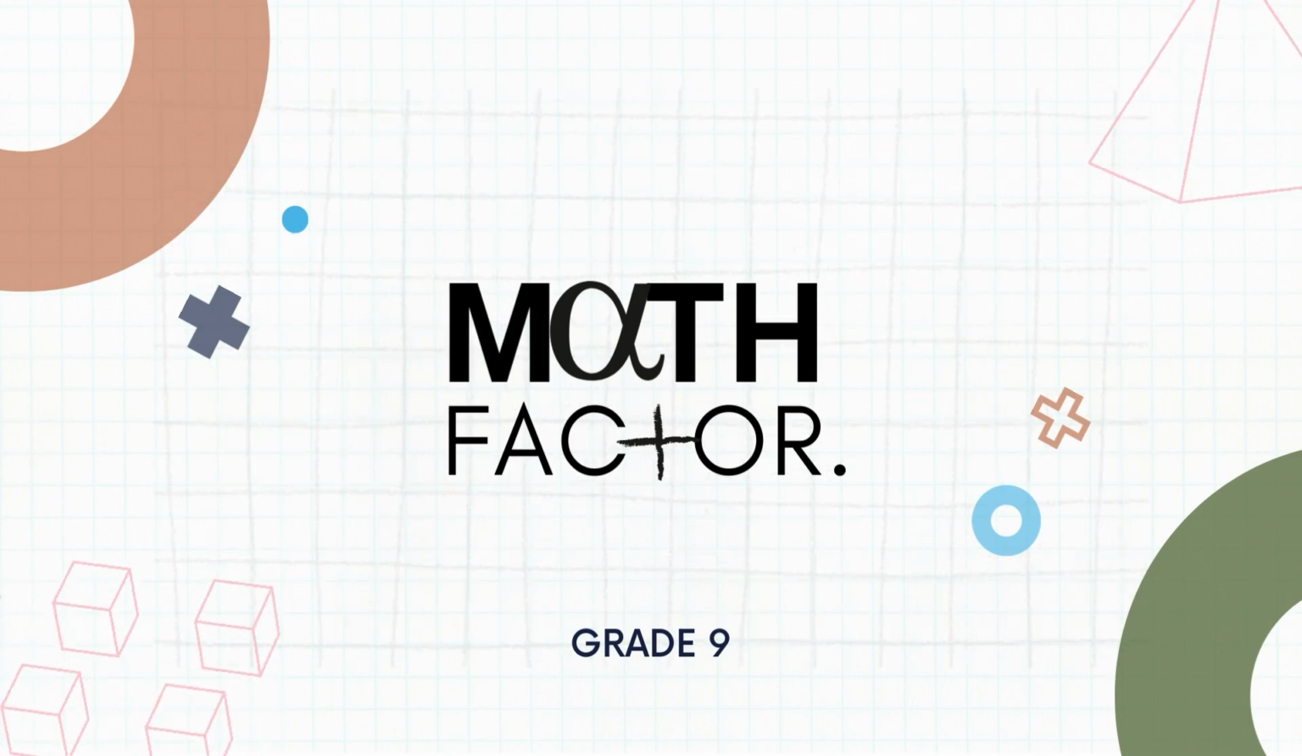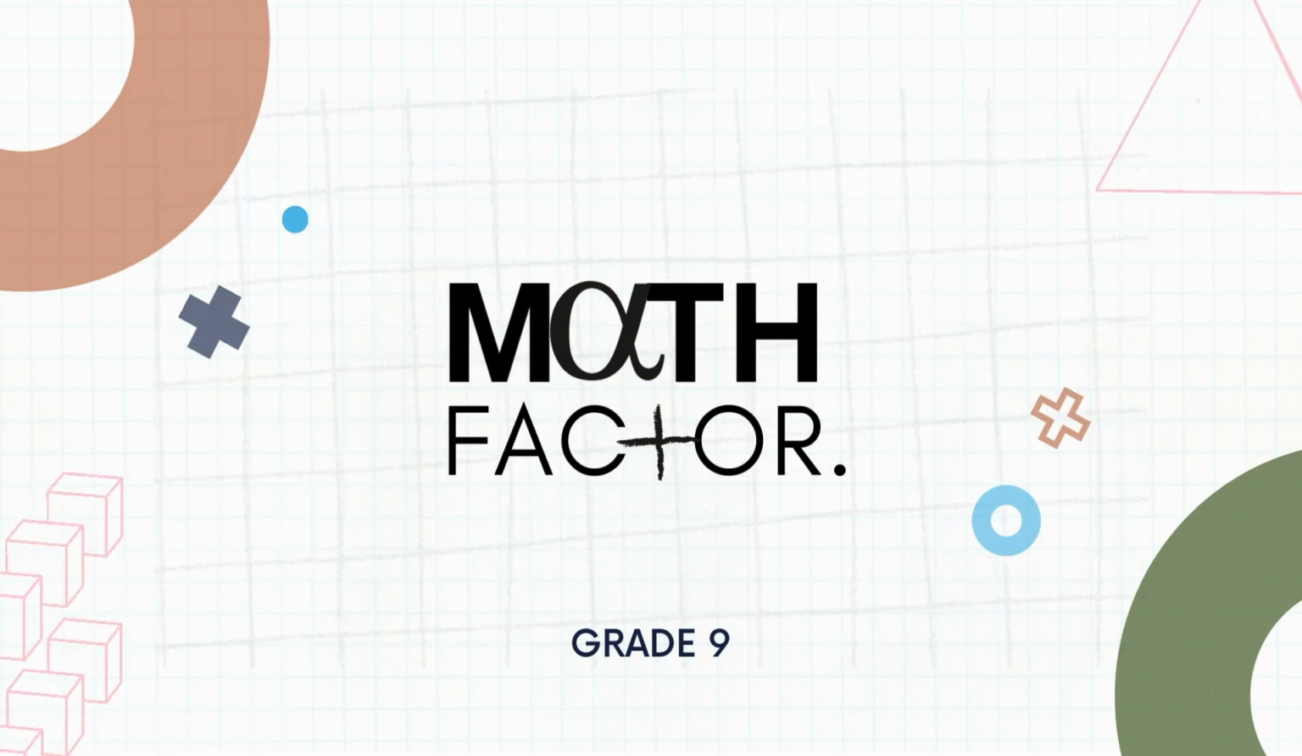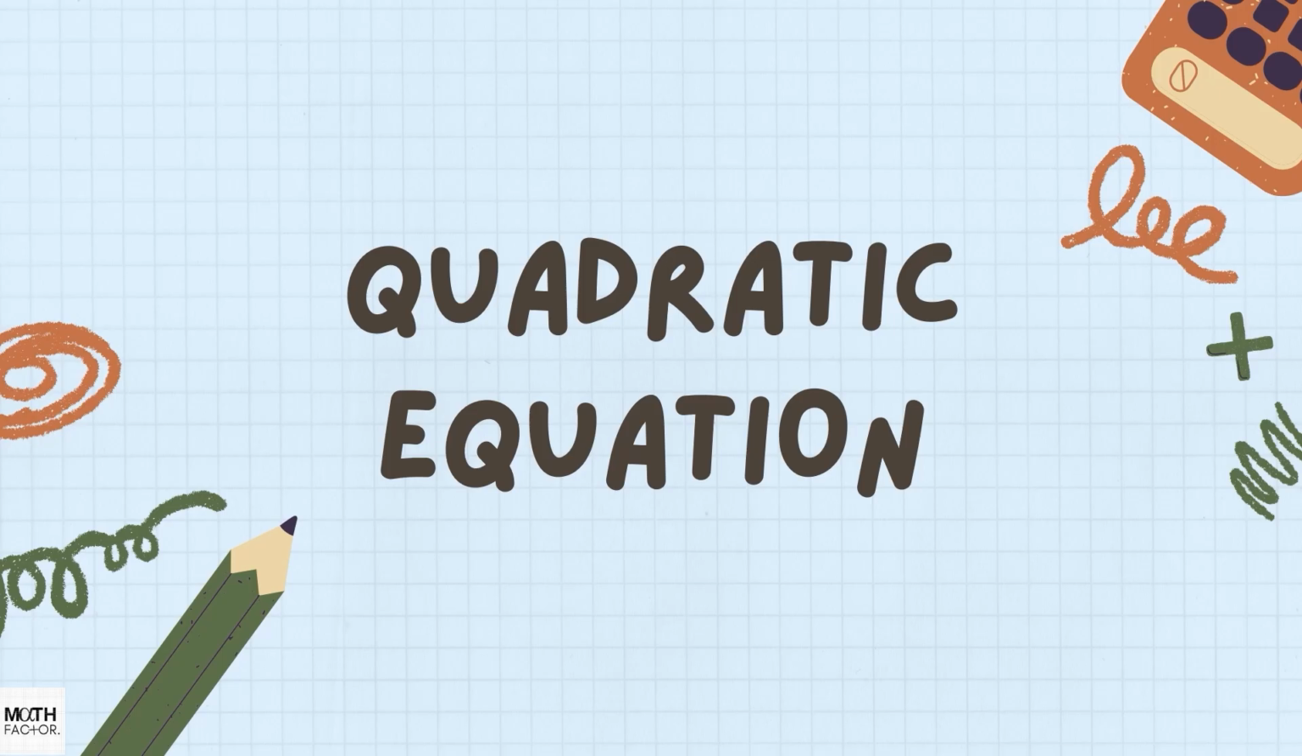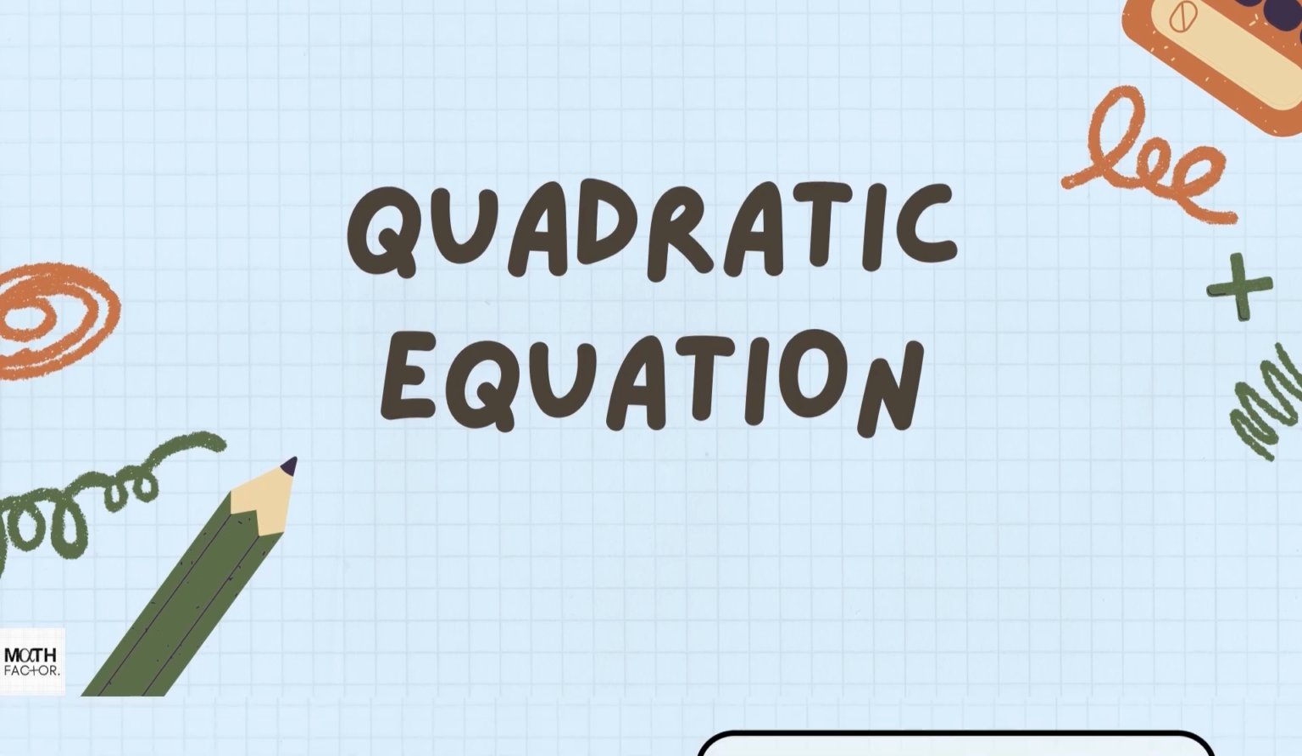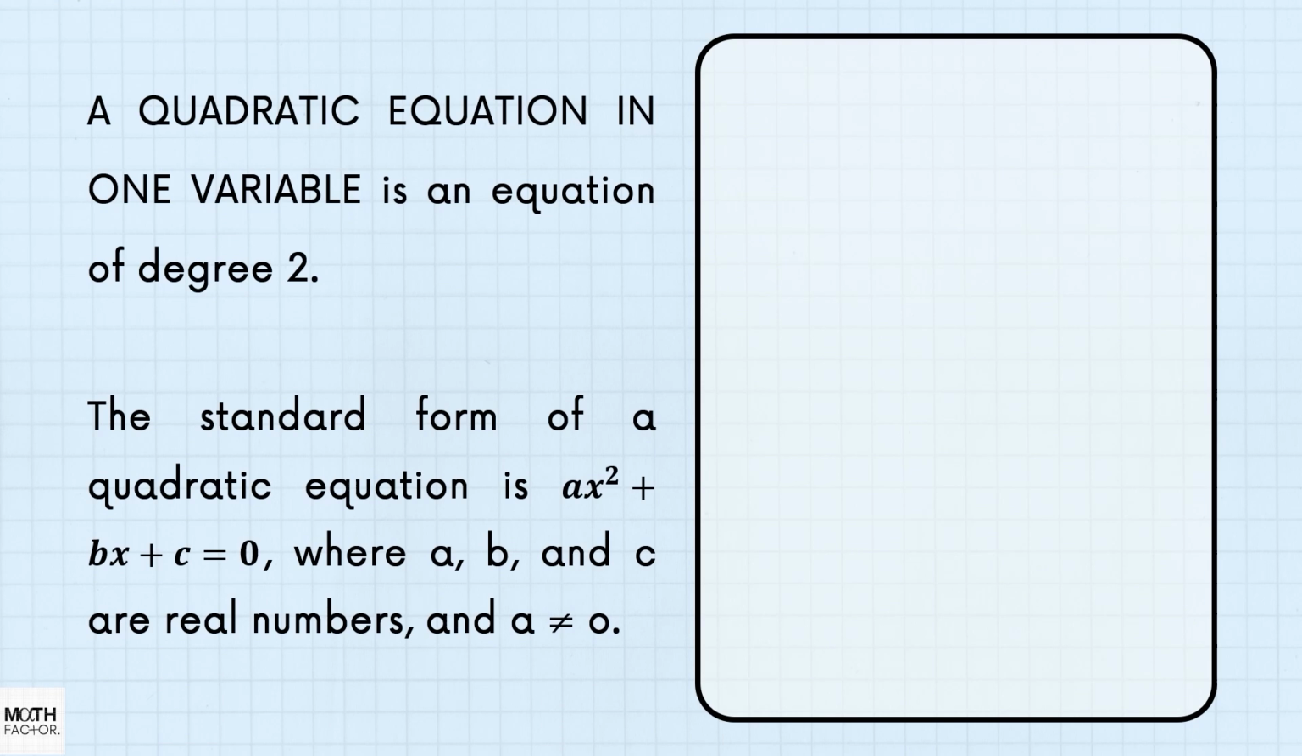Our topic for this episode is quadratic equation. To start with, let us first define a quadratic equation. A quadratic equation in one variable is an equation of degree 2. It means that the highest exponent of our variable is 2.